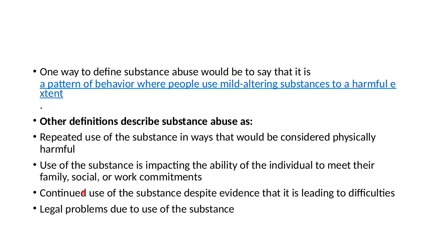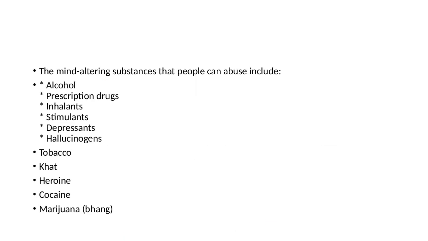Another definition is continued use of the substance despite evidence that it is leading to difficulties. You know that smoking cigarettes can lead to lung cancer, but you still start to smoke, and then you continue to smoke even if you know it will harm you later. You continue to abuse alcohol even if you know that it might expose you to a lot of harm later in life. Then another definition is legal problems due to use of the substance.